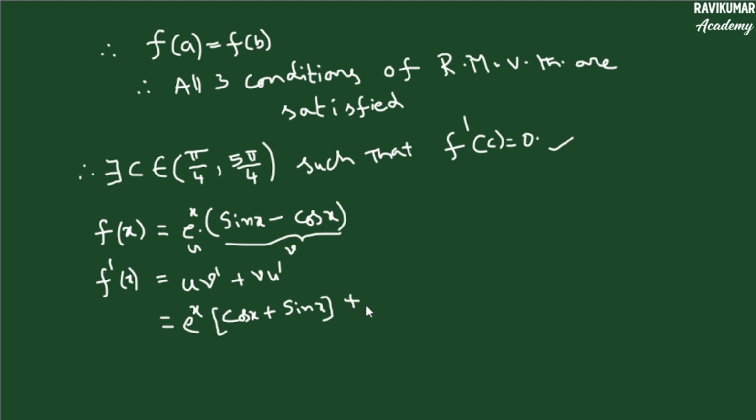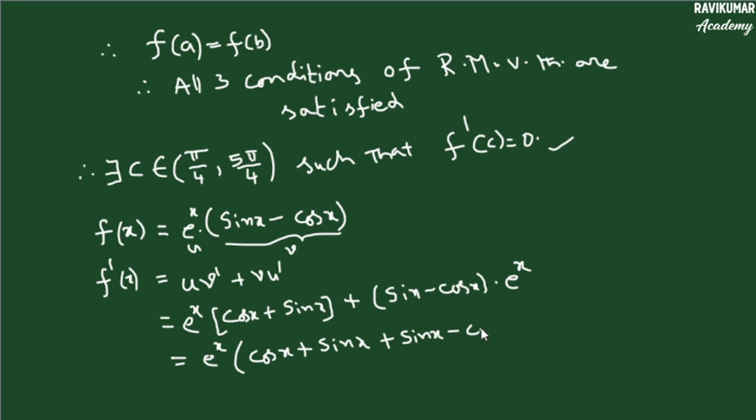Plus vu dash. v is sin x minus cos x into u dash, the derivative of the first function e power x, which is e power x only. So now you can take e power x common. It is cos x plus sin x plus sin x minus cos x. Cos x gets cancelled. It is e power x into 2 sin x. So this is f dash x.